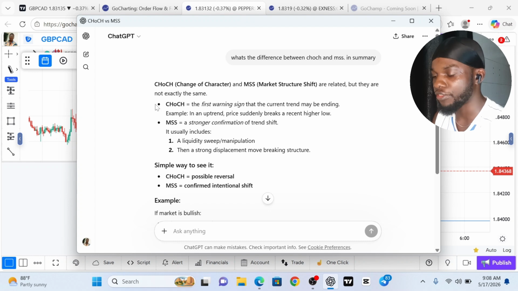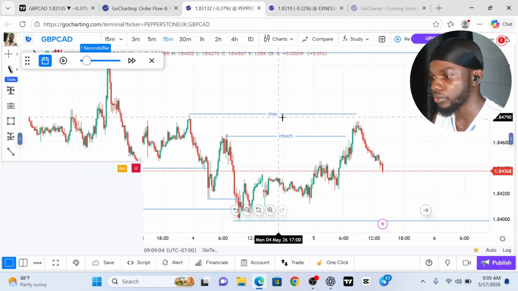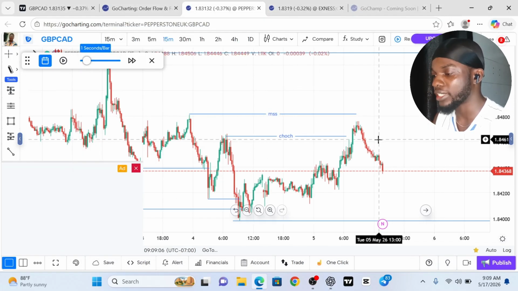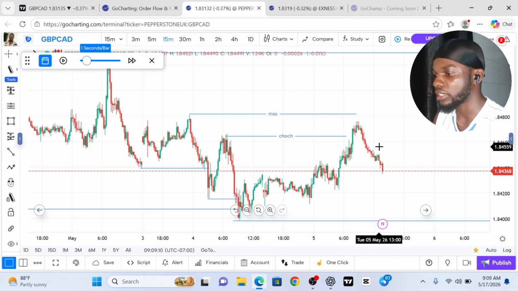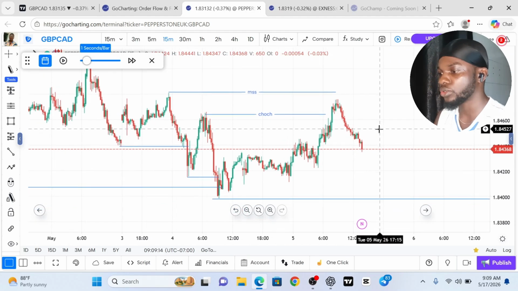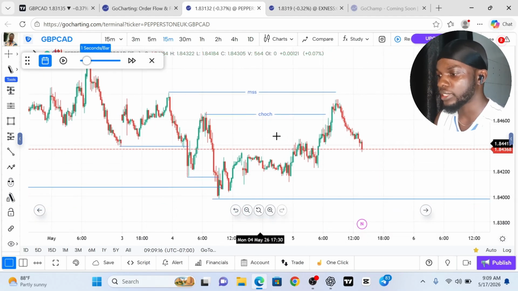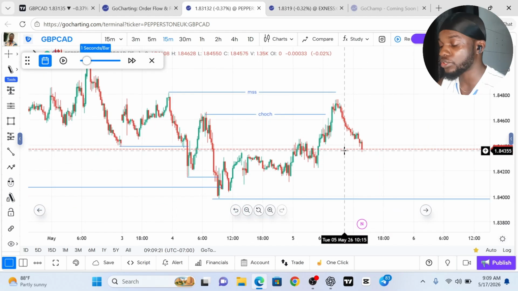This one is the first warning sign that will give me a clue that the market is about to change the trend, while this one, when the second swing high is broken, then I'm very sure that the market has changed character, or that the market has shifted structure from one trend to another. So that's it. That's all for my structure. I used to say that if you know how to mark out your structure, you've solved 60 to 65% of your problem. So we are done with our structure.